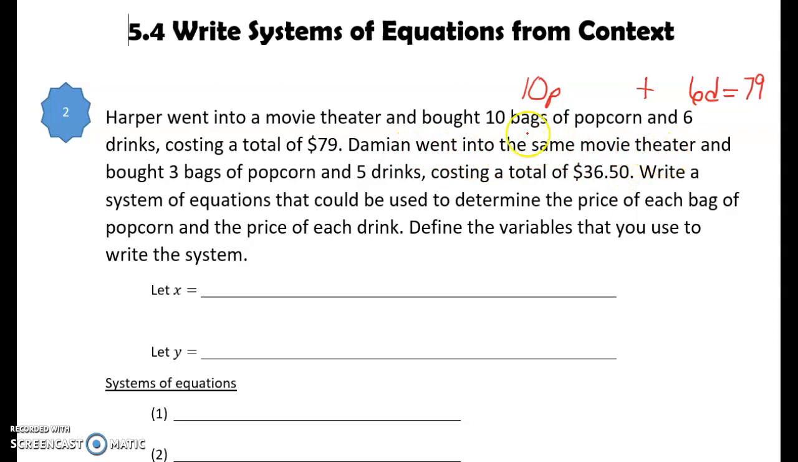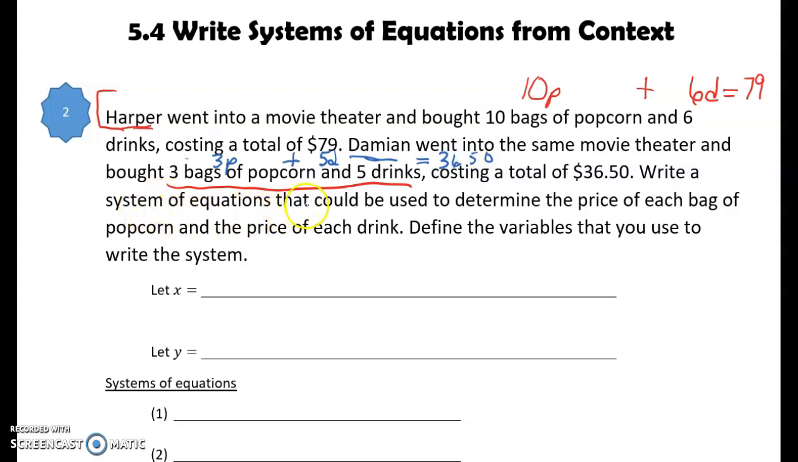Damien went into the same movie theater and bought 3 bags of popcorn and 5 drinks. Okay, so this is Damien. This was Harper. Okay, so thinking back, this is Harper up here. Now that I get to my second sentence, I see I have 2 different people here. Now I'm working with Damien. Damien has 3 bags of popcorn and 5 drinks. So I'm trying to break my words down into equations, costing a total of $36.50. So I'm writing them as I'm reading the words.